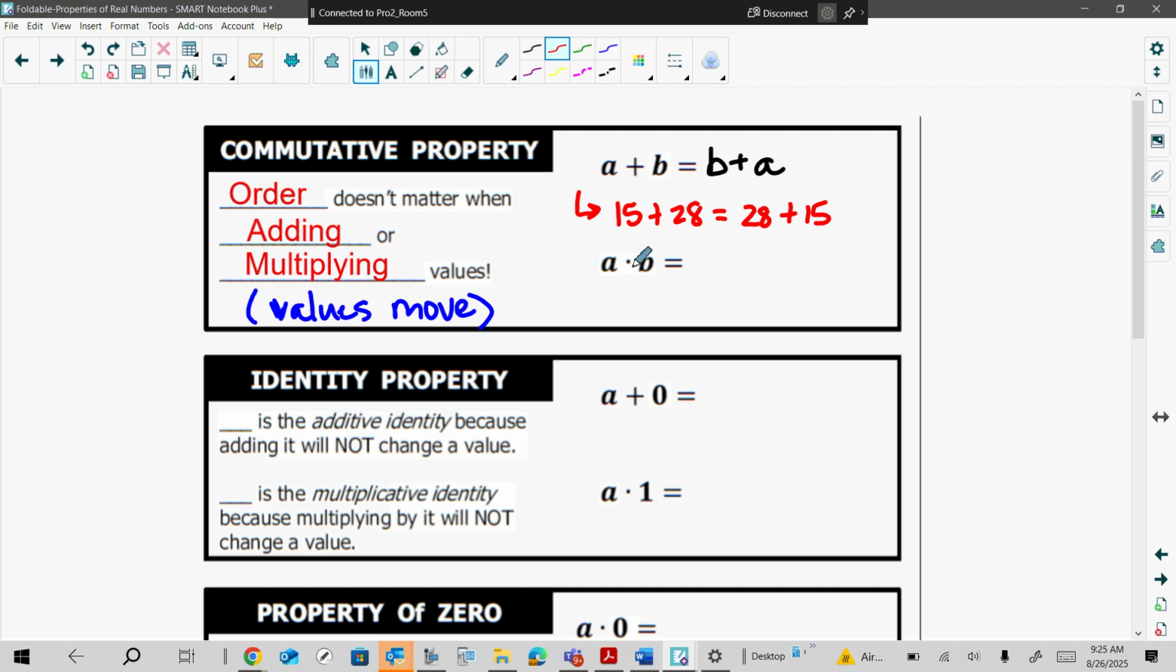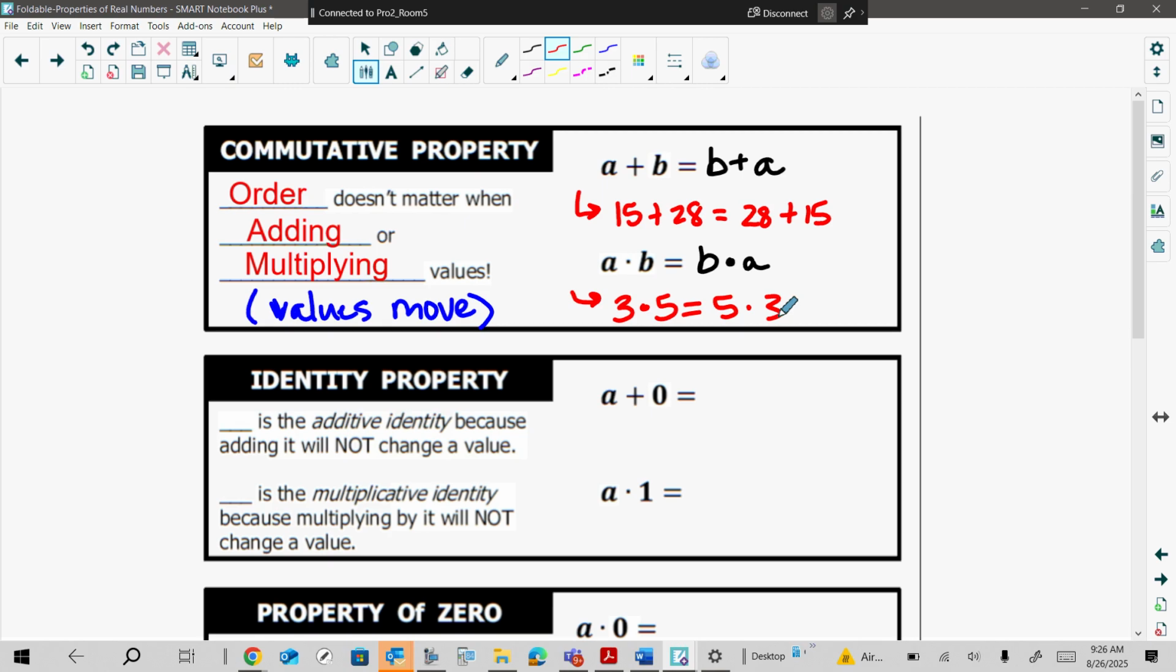Now this works also for multiplication. So if I have A times B, this would be the same thing as B times A. Same thing, if I have two numbers, let's say I have 3 times 5, it's the same thing as 5 times 3. They both come out with the same product. So for commutative property, we need to see the values moving.